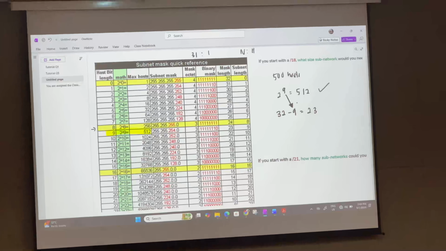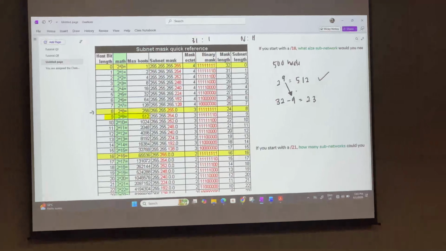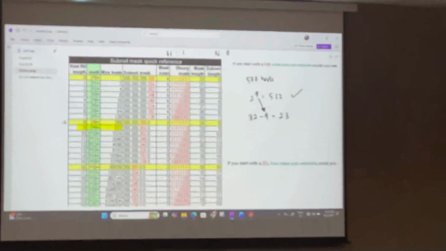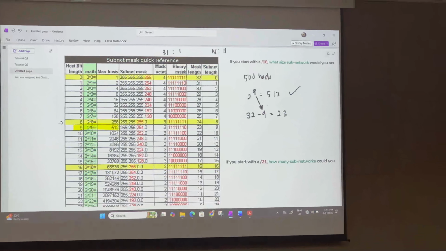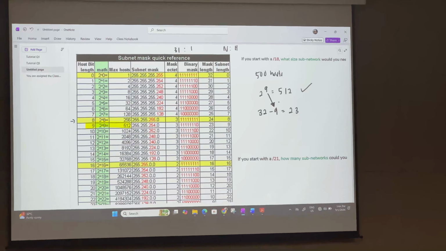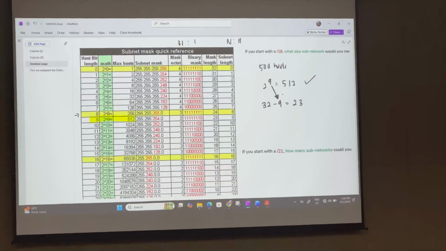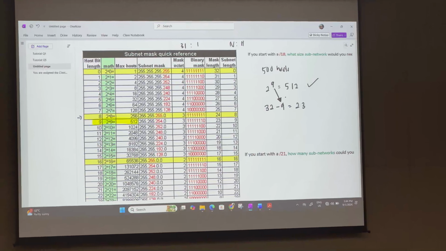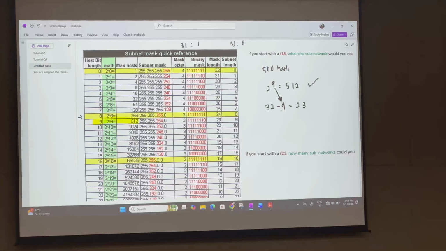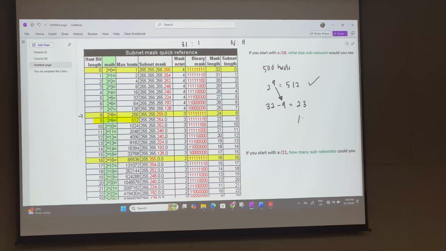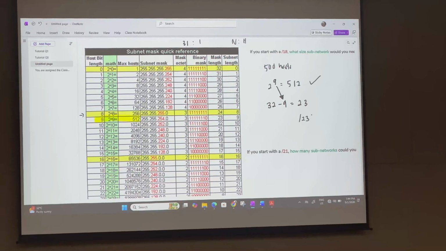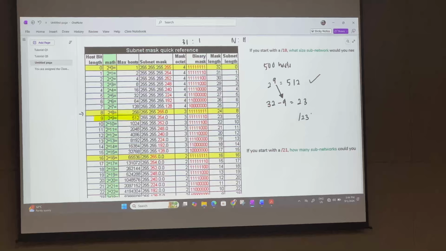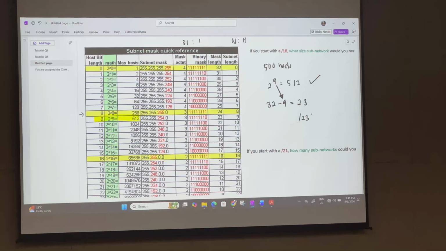You just follow the host and find the number of hosts, and from that you find the number of bits required for host. The n is actually how much? After you find the n, 32 minus the n, you'll get the CIDR, or subnet mask length. So this should be /23. Okay?